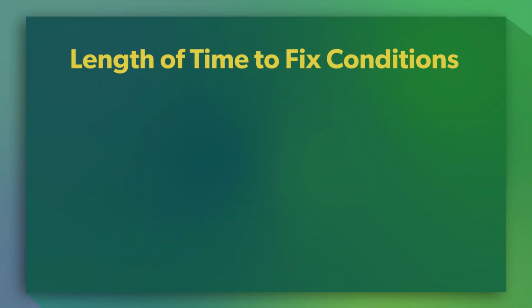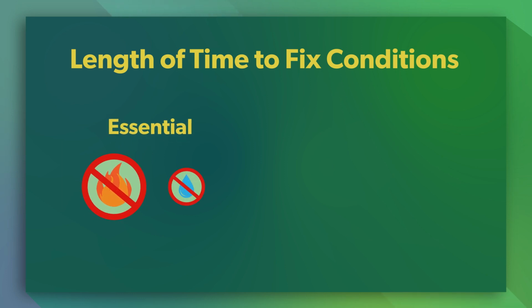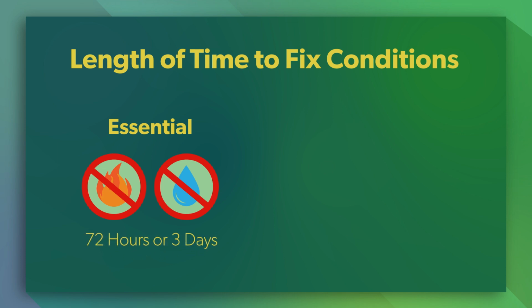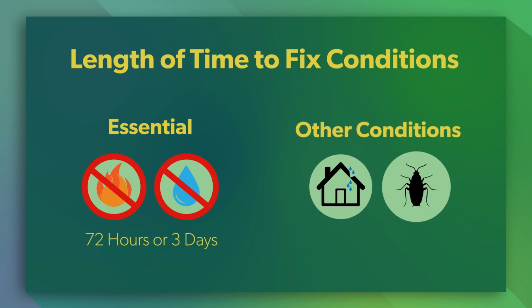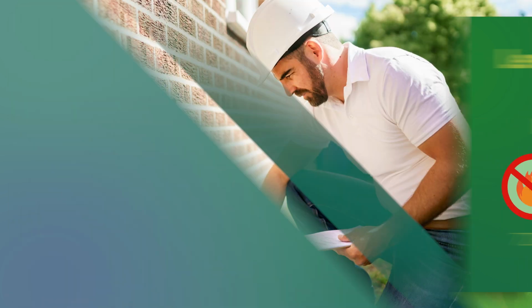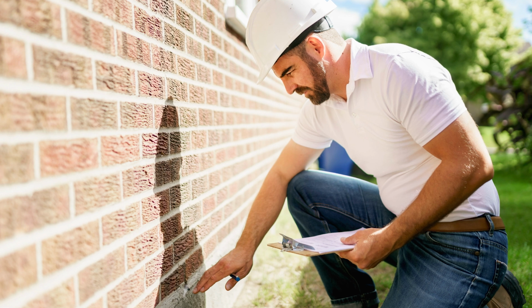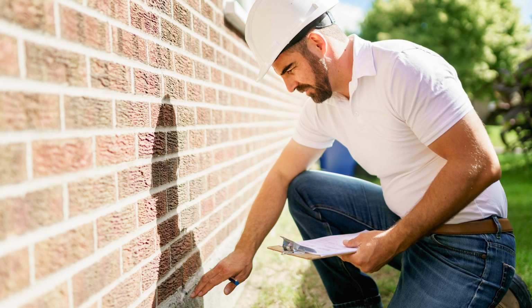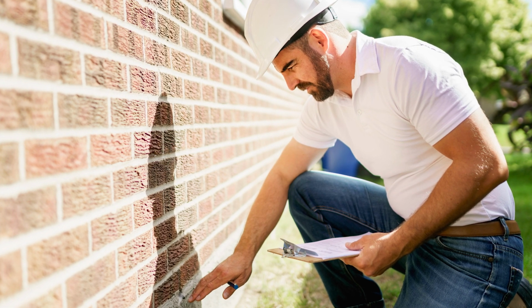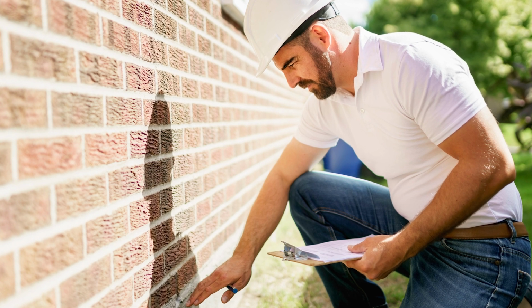The length of time given to fix the conditions is based on their nature. If it's essential, such as a broken furnace in the winter or a lack of running water, a demand can be made to fix the situation within 72 hours or 3 days. For other conditions issues, courts have determined that 30 days is considered a reasonable amount of time to give a landlord to remedy the problem. It's also a good idea to call the building and housing department of the city or locality where the tenant resides and report the issue and/or request an inspection.